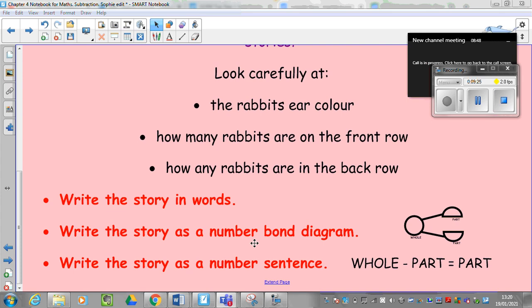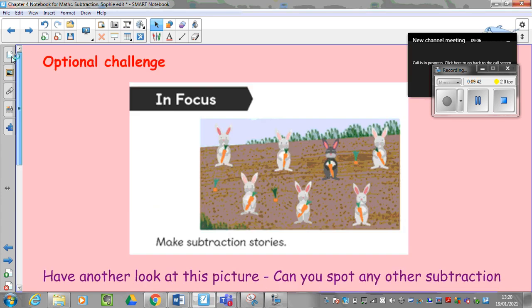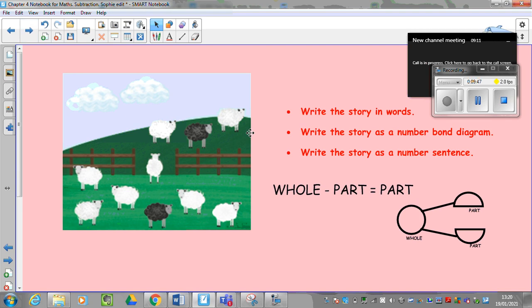You could write the story as a number bond diagram shown over here. If you're doing that, make sure that you're remembering that the whole number, take away a part equals the other part. That is our key learning. And then write the story as a number sentence. If you think that that's a little bit too easy, or you've looked at that picture for too long and you want to try this one instead, then you can do. This one is about some sheep. And once again, you can choose to write the story in words, write the story as a number bond diagram, and write the story as a number sentence.